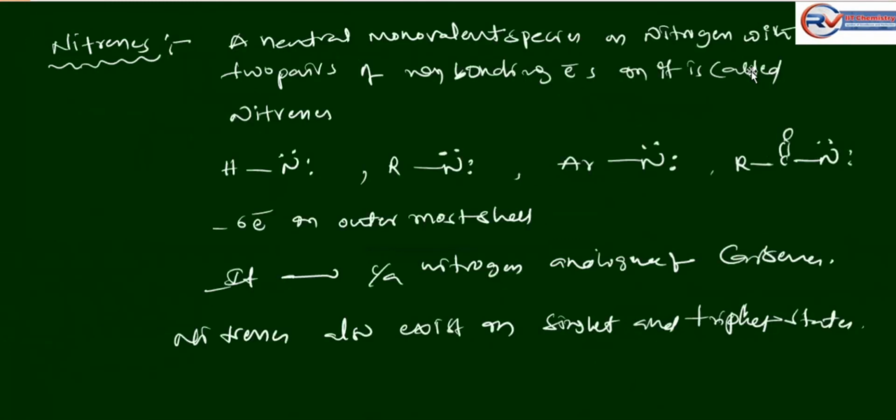Nitrenes are neutral nitrogen species. A nitrogen with two pairs of non-bonding electrons is called a nitrene. It contains 6 electrons in the outermost shell. It is also called the nitrogen analog of carbenes. Nitrenes also exist in singlet and triplet states.